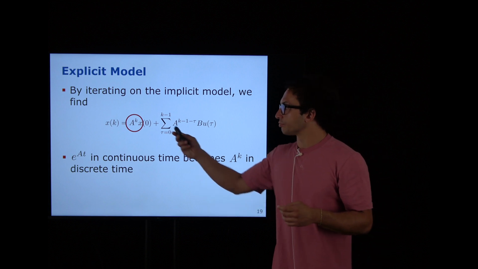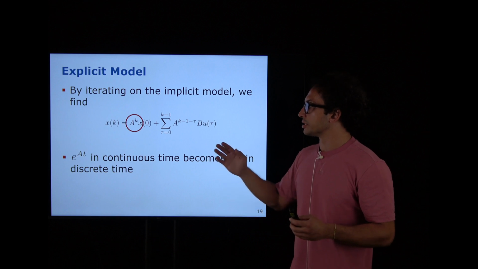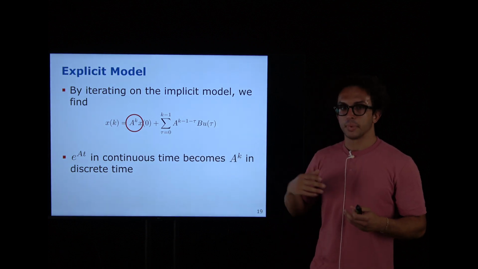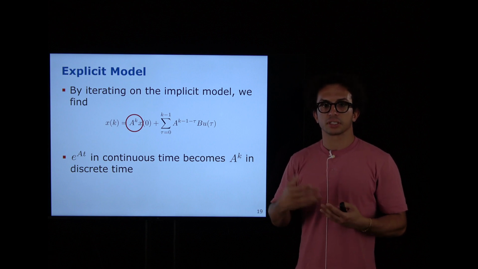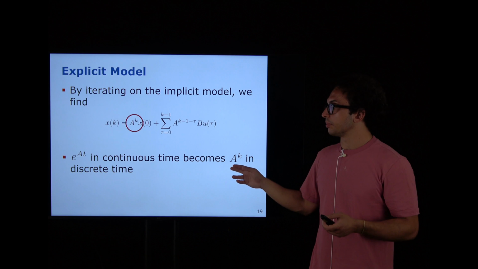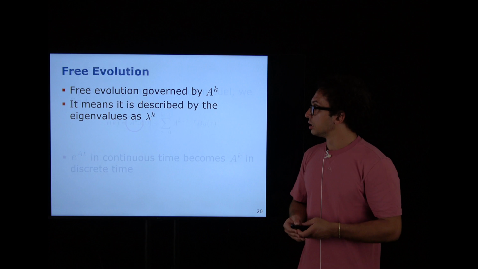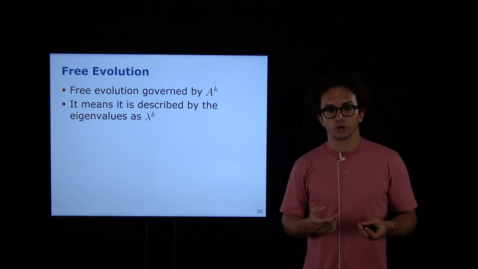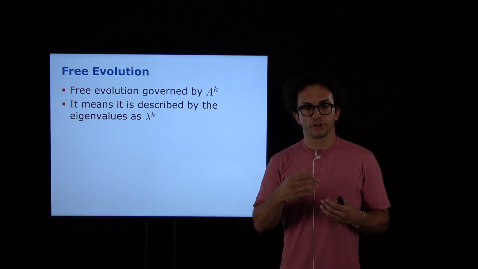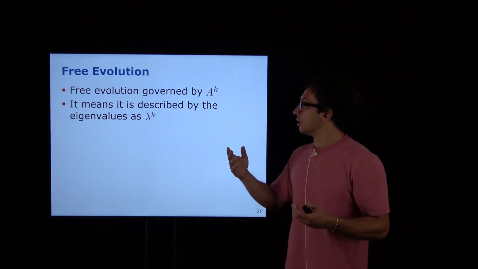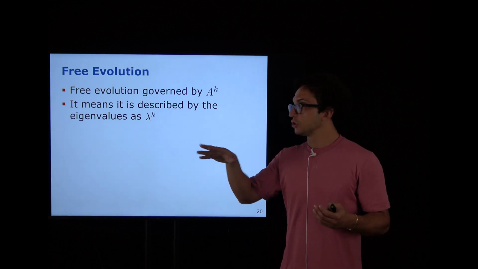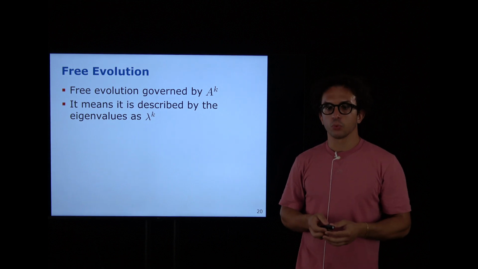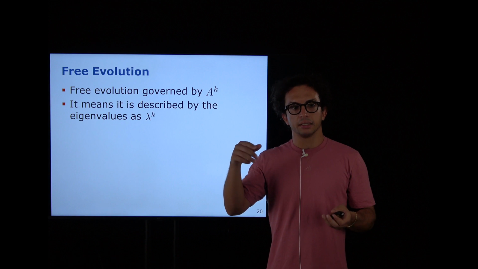And this is what we have here for discrete time systems. Again, the exponential of a matrix becomes a matrix to a certain power in discrete time. And this will change a lot, because the free evolution is now governed not by the exponential of the eigenvalues, but by these eigenvalues elevated to some power. And this is very different, because before we had this e to the A, and this was exponential.